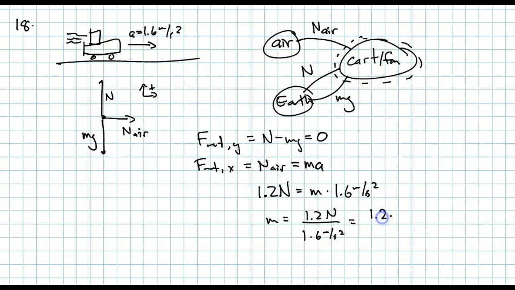If we look at the units, they seem funny, but remember a meter per second squared is the same as a newton per kilogram, which means that those newtons cancel, and the kilograms come up to the numerator because it's in the denominator of the denominator, and then we get 0.75 kilograms, which is better stated as 750 grams.